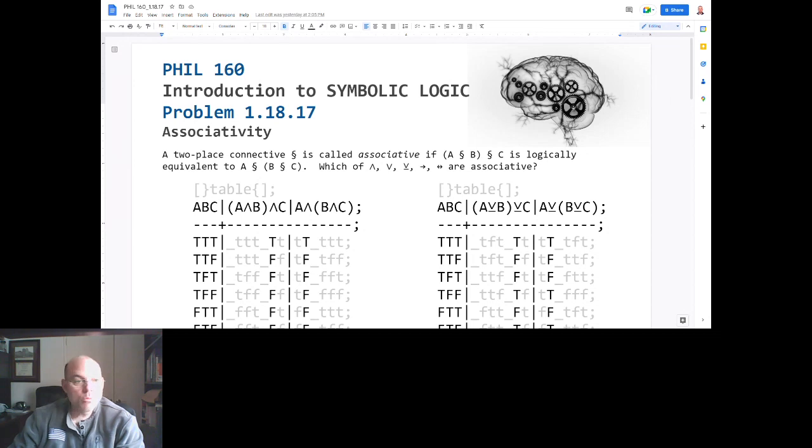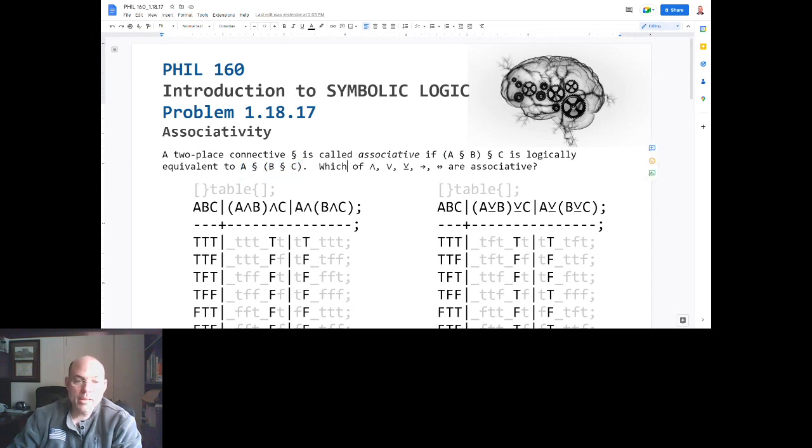So 1.18.17, the problem is a question of associativity. We have this connective, shown by the section symbol, that they call associative, and they have two arguments here. We've got A connective B, inside parentheses, and then that connected to C. And then we've shifted the parentheses over to the right, so now it's A connected to parentheses, B connected to C, close parentheses.